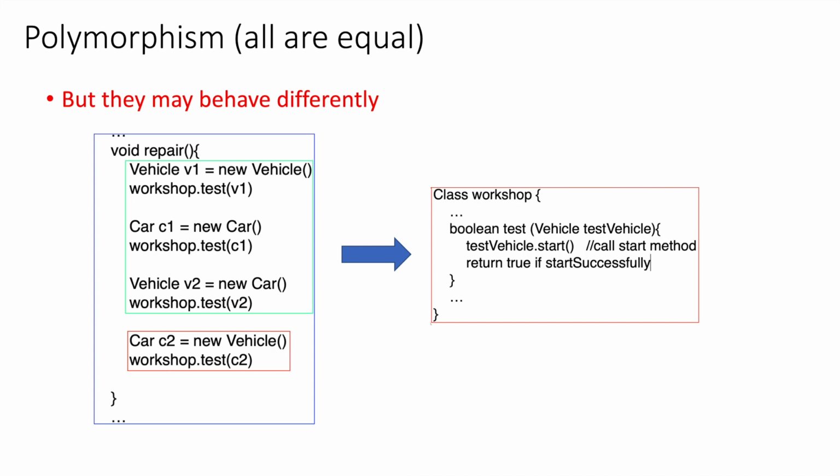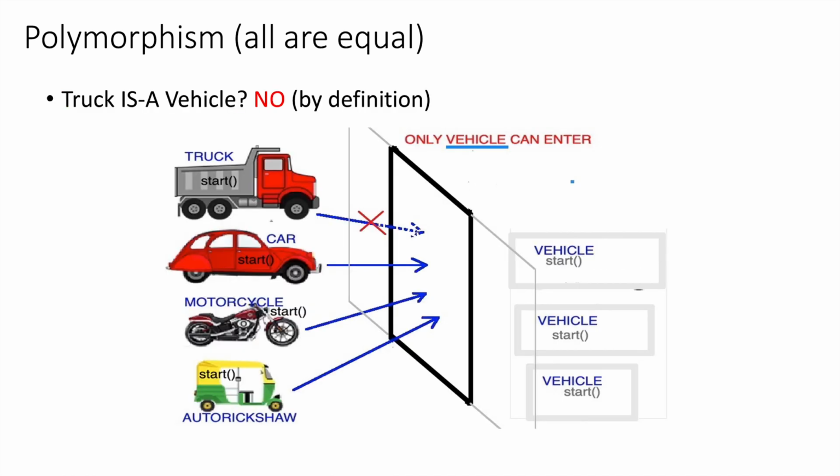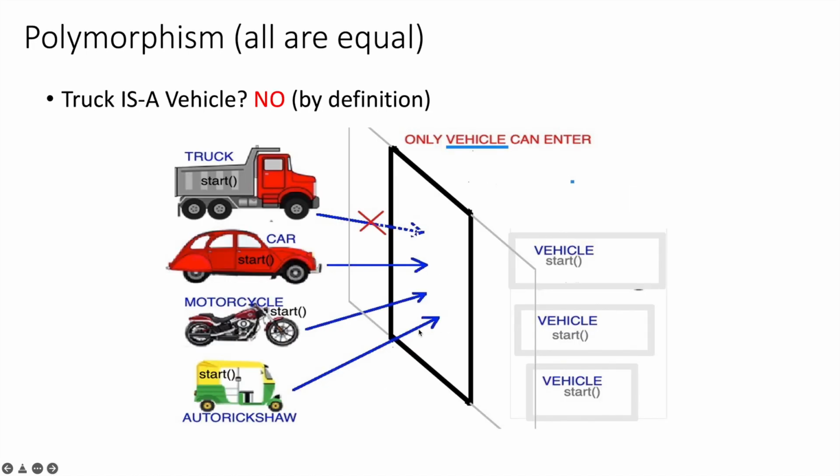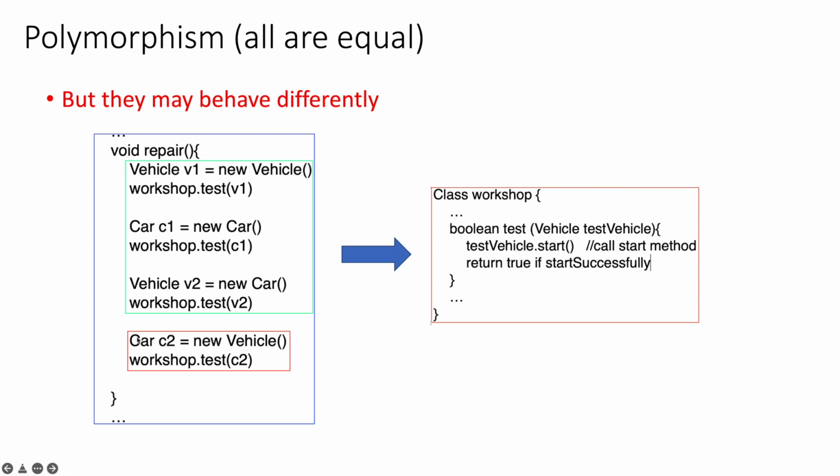scooter, auto rickshaw or anything. If I say a vehicle inside this building is my car, that's not true, because every vehicle is not a car. In fact, by definition, every car is a vehicle, but every vehicle need not be a car. A vehicle can be either a scooter, auto rickshaw or car. And that is why this description in the red rectangle is not valid at all. So there is no question of calling this operation with C2. This itself is into trouble.